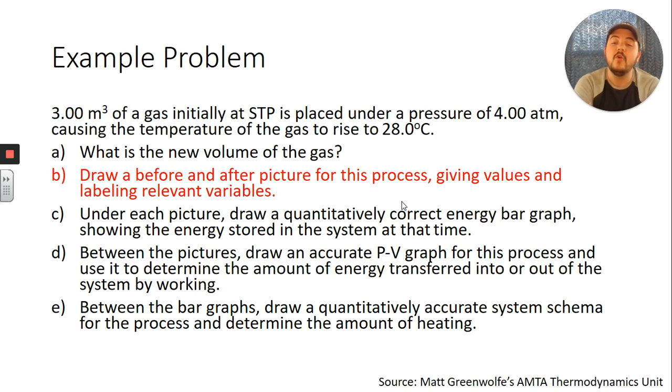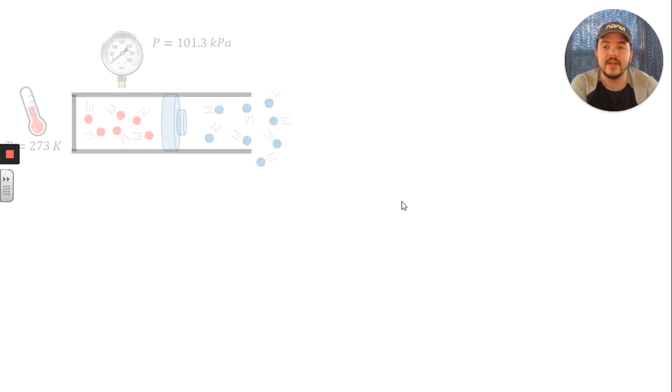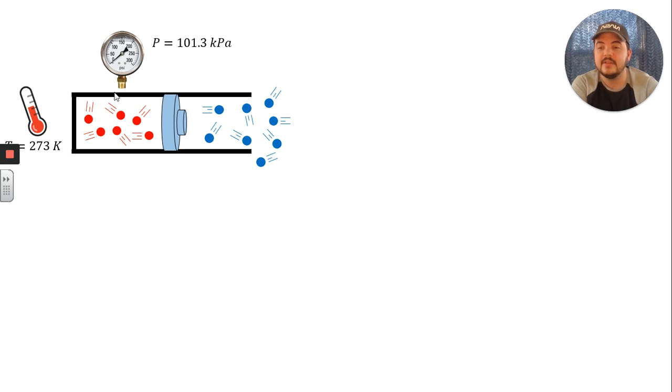Part B, draw before and after pictures of this process, giving the values and labeling the relevant variables. So let's sketch out some pictures. Picture of snapshot A. Here we go. We've got our cylinder. We've got our piston. Inside of the cylinder, we have some red gas particles that consist of the gas inside of our system. Outside of the cylinder, we have some gas particles in blue that represent the gas particles outside of our system. The pressure is 101,300 pascals, or 101.3 kilopascals, and the thermometer reads 273 Kelvin.